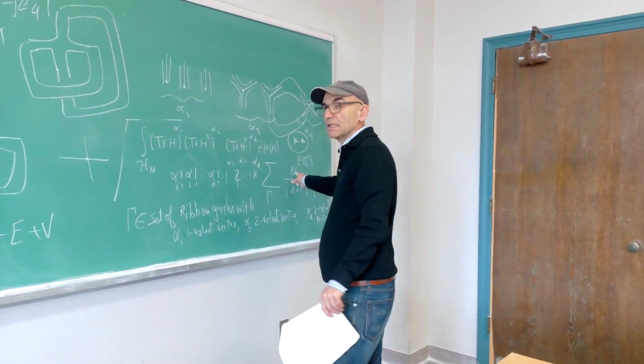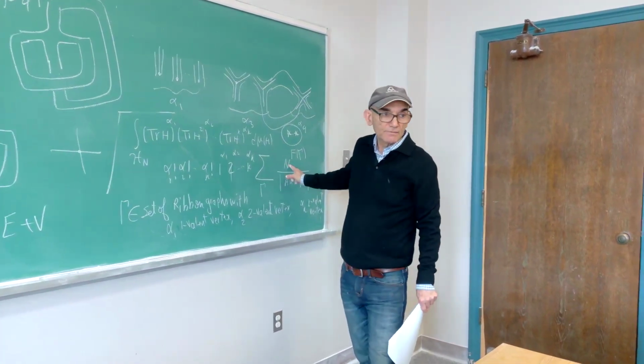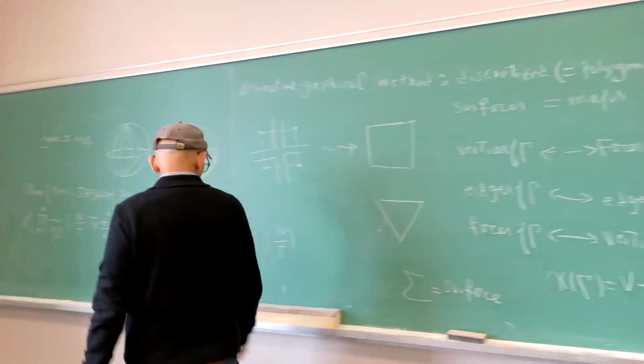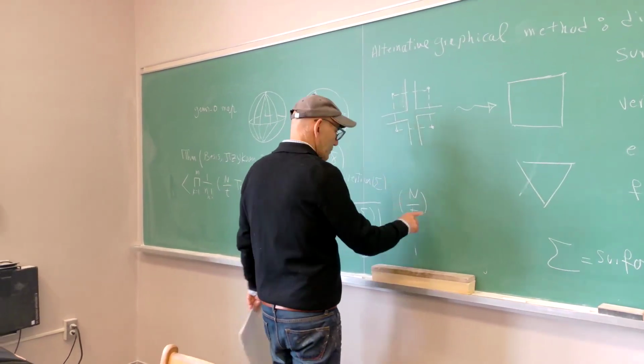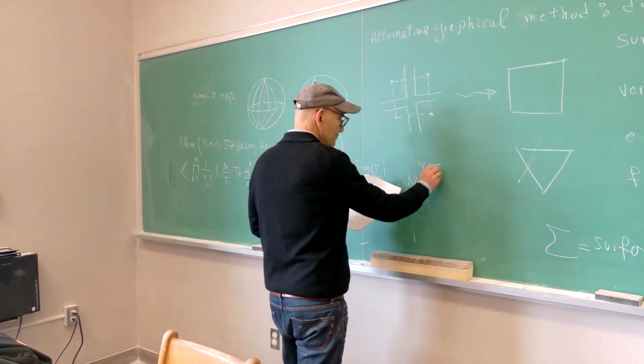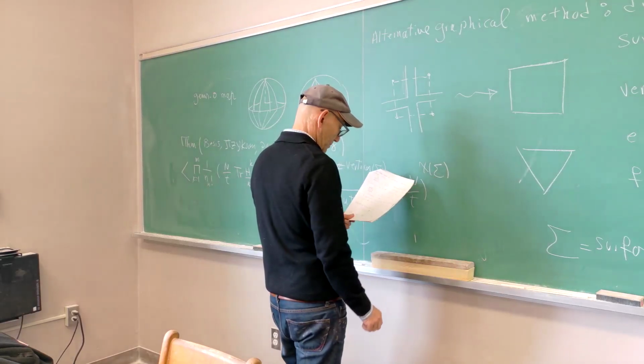Yeah, this is the part that gives us the Euler characteristic in this. So we are replacing n by n over t essentially. And then, okay, so n over t to Euler characteristic sigma.